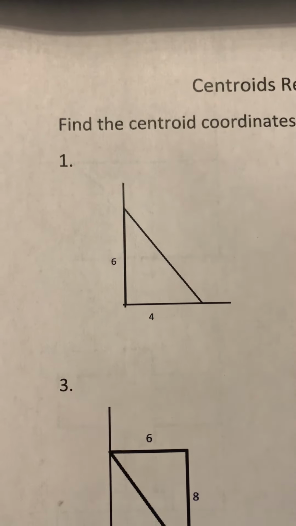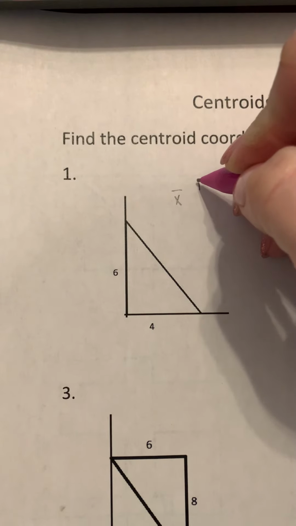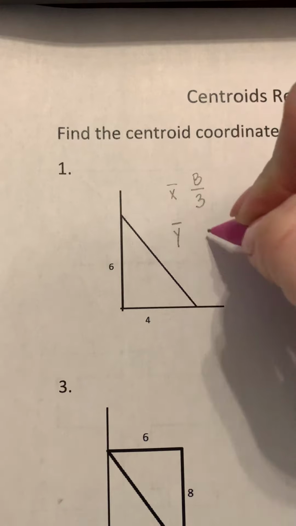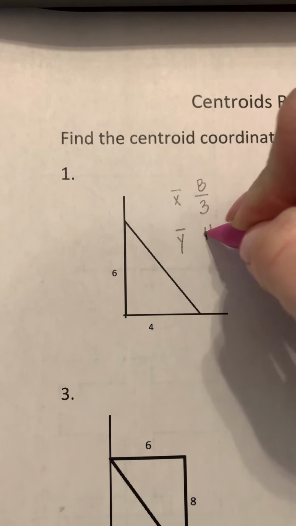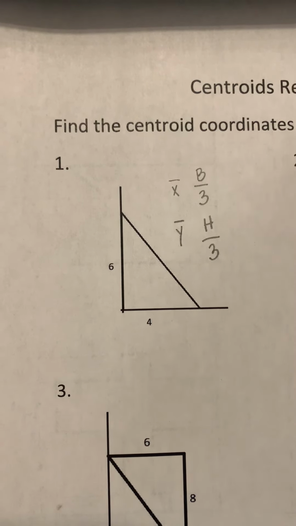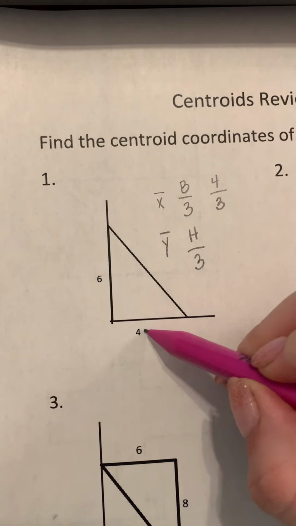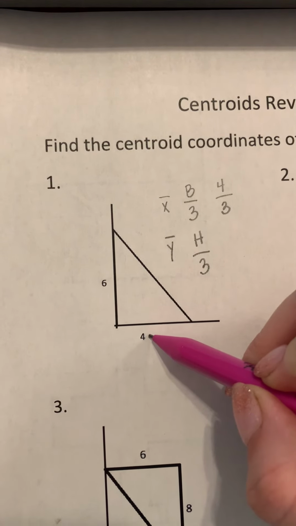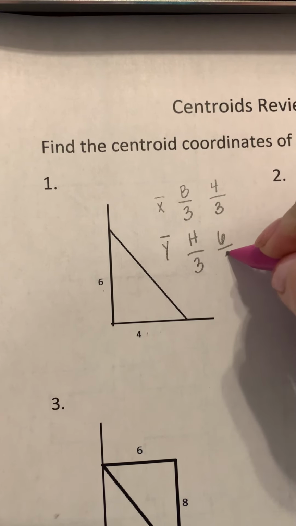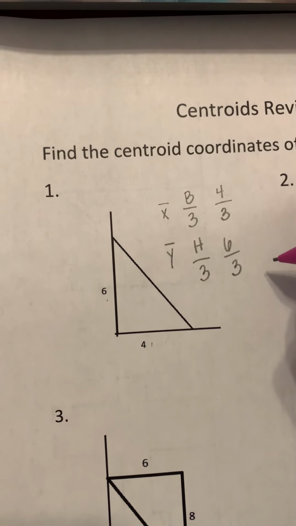And how you find your centroid there, the centroid of your x is going to be your base divided by 3, and your centroid for your y is going to be your height divided by 3. So in this case, the x is going to be 4 divided by 3 because that's my base. And then my y, my height is 6, so it's 6 divided by 3. And then you just bring them down.